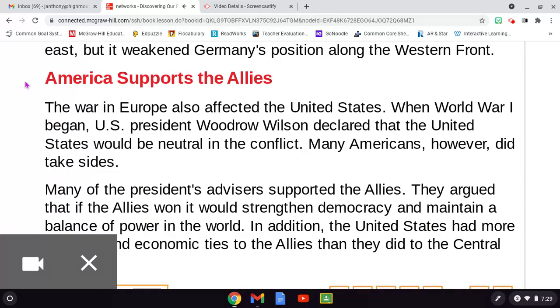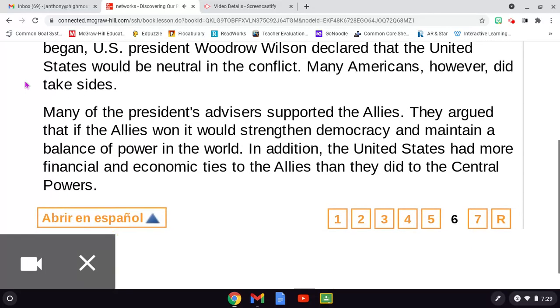America supports the Allies. The war in Europe also affected the United States. When World War I began, U.S. President Woodrow Wilson declared that the United States would be neutral in the conflict. Many Americans, however, did take sides. Many of the president's advisors supported the Allies. They argued that if the Allies won, it would strengthen democracy and maintain a balance of power in the world. In addition, the United States had more financial and economic ties to the Allies than they did to the Central Powers.